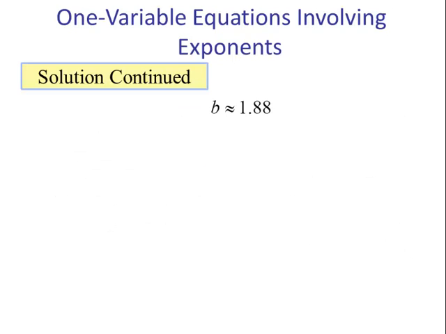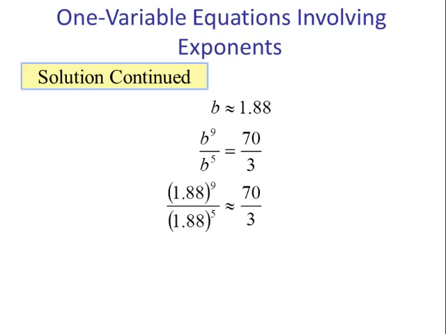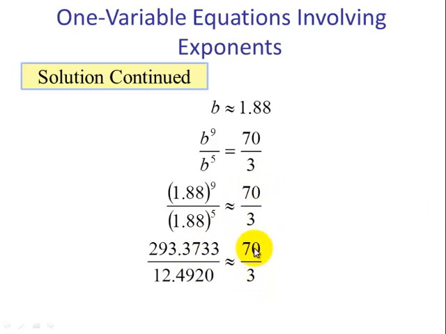For number 2, b is approximately equal to 1.88. Plugging 1.88 in for b, we have this. So this value should be close to this value. Dividing these values and dividing these values, we get 23.485, which is close to 23.333. So it checks.